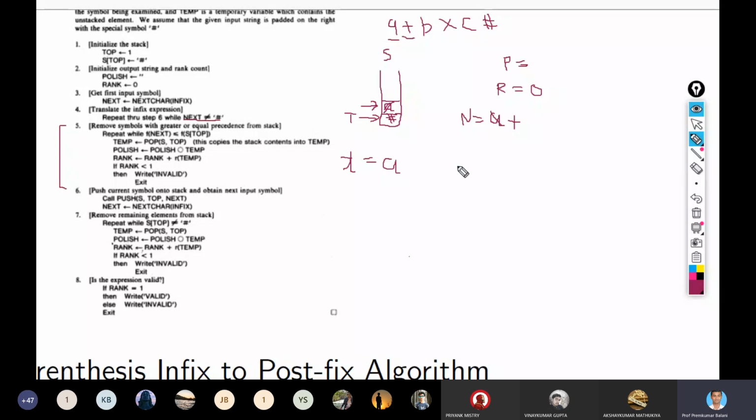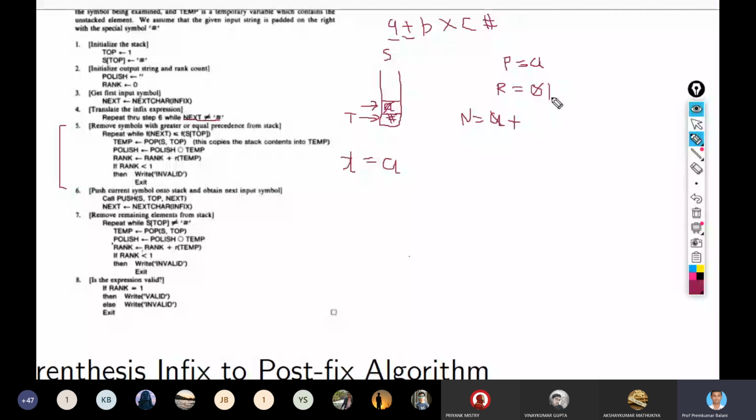So my polish expression, postfix expression, is p, which I have mentioned here. P is appended by temp, and temp is now a, so that would be a. And rank equals rank plus rank of the temp. What is the rank of a? It is an operand, so for an operand it is 1. So rank equals 0 plus 1, equal to 1. If rank is less than 0, then write invalid and exit. But it is not so, right? Rank is 1.